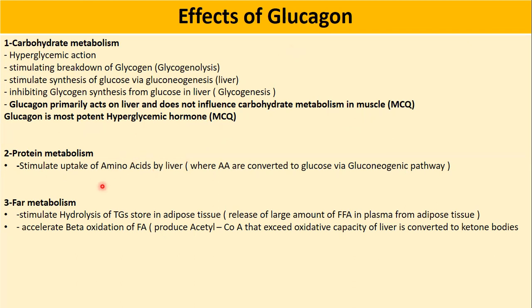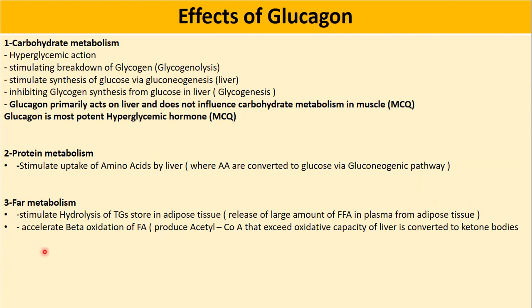How does glucagon affect protein metabolism? It stimulates the uptake of amino acids by the liver, and then these amino acids are converted into glucose. So in the adipose tissue, through lipolysis, that is breakdown of TGs into glycerol and fatty acid, these then go back to the liver, and there they start their gluconeogenic pathway and are converted into glucose.